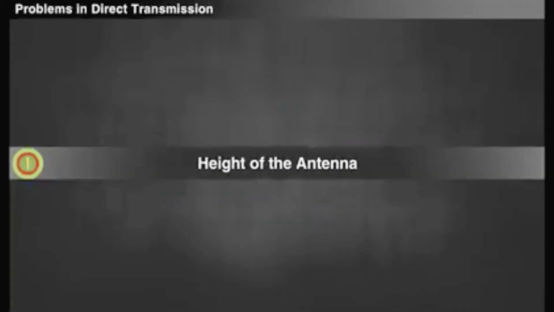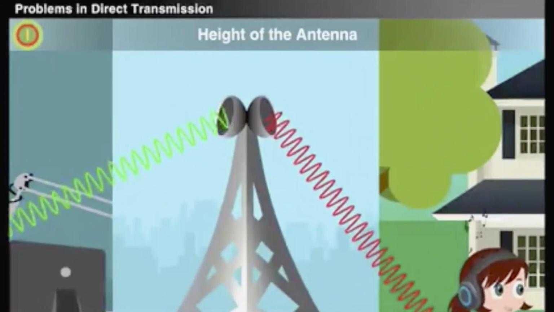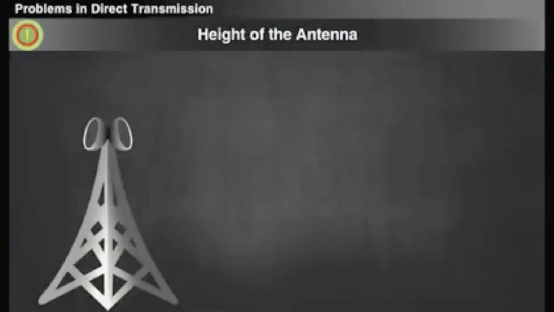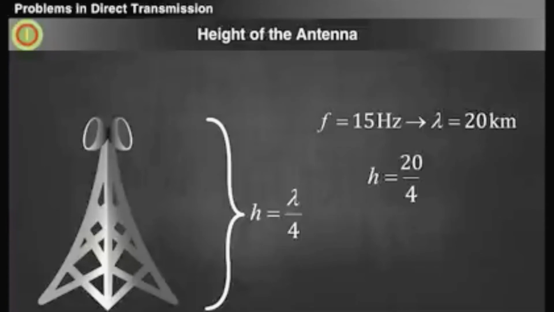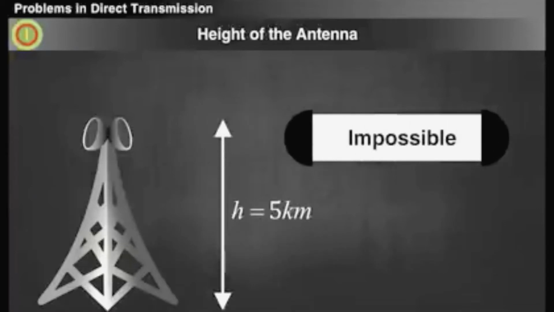The first problem is the height of the antenna. In any communication system, for transmitting a signal, we need an antenna. For efficient transmission, the height of the antenna should be at least 1/4 of the signal wavelength. If we consider sending low frequency of 15 Hz, the wavelength is 20 kilometers. Then 1/4 of the wavelength is 5 kilometers. Thus, we need to design an antenna with a height of 5 kilometers, which is practically impossible.